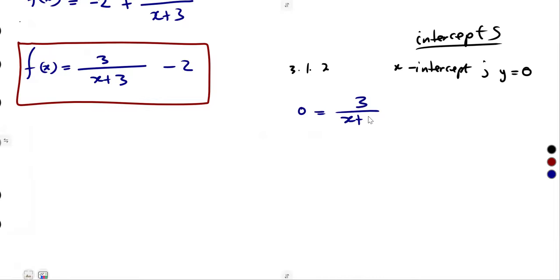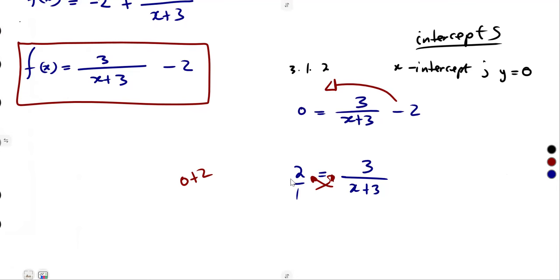This is 3 over x plus 3 minus 2. So how can I solve? Take the 2 to the other side. It's going to be a positive 0 plus 2, which is 2, equal to 3 over x plus 3. How can I solve this? This is the same as 2 over 1, so we can simply cross multiply. The 2 multiplies everything: 2 times x is 2x, 2 times 3 is positive 6, or 2 into the bracket of x plus 3, where 2 expands everything. This is equal to 1 times 3, which is 3.